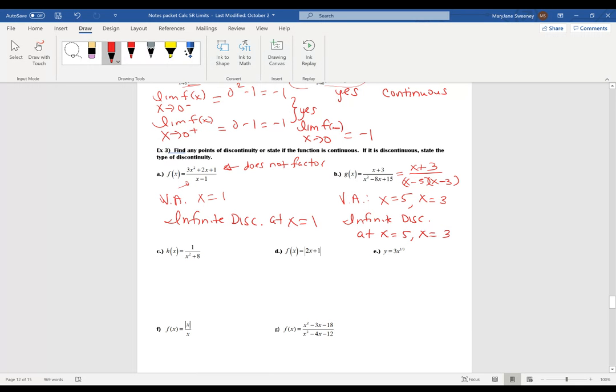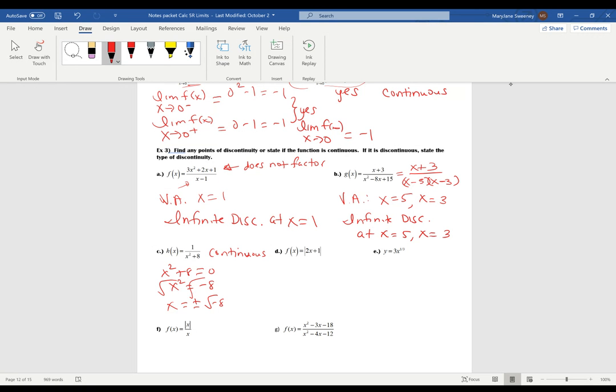The next one, let's think about it. Is anything going to make x squared plus 8 equal to 0? That would be x squared equals negative 8. X would be equal to plus or minus the square root of negative 8, which is imaginary, meaning there's nothing that's going to make it 0. So this is continuous.